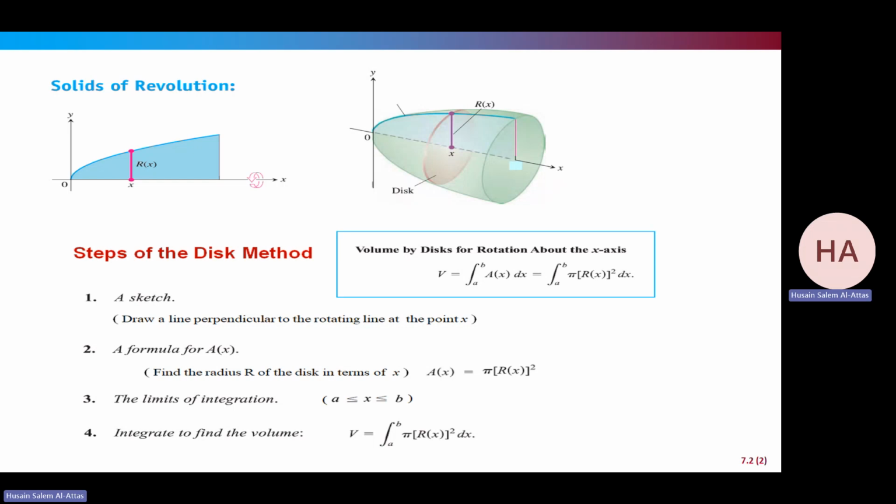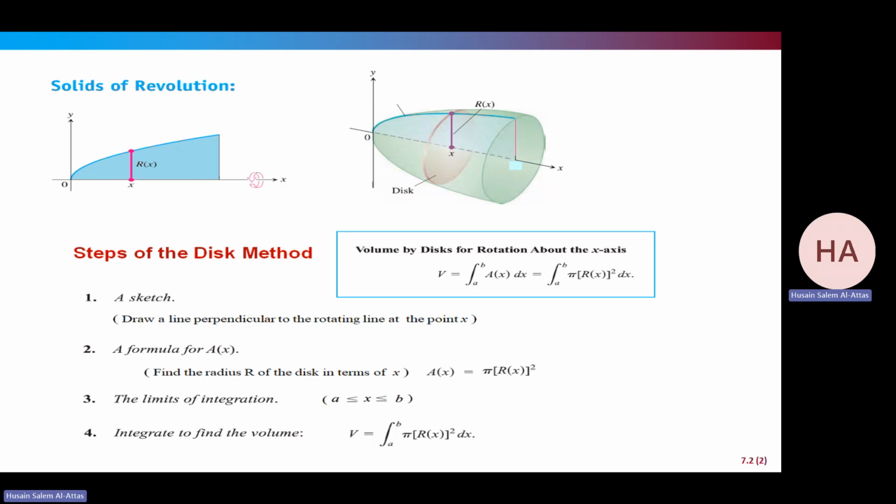Bismillah ar-Rahman ar-Rahim. We'll start talking about this section, finding the volume. We have two sections. One is using the disk washer method, and the other one is using the shell method. So we'll talk about the disk method.